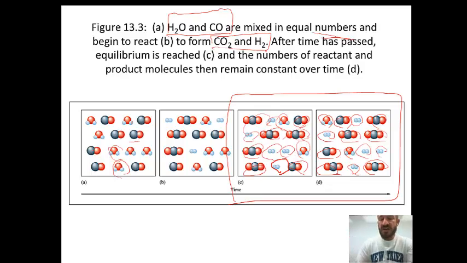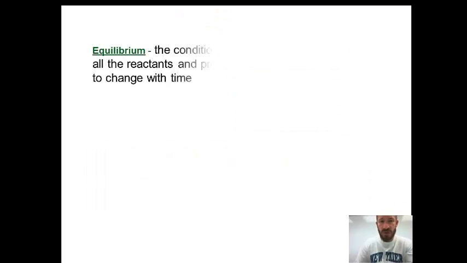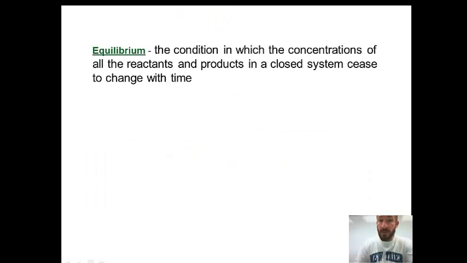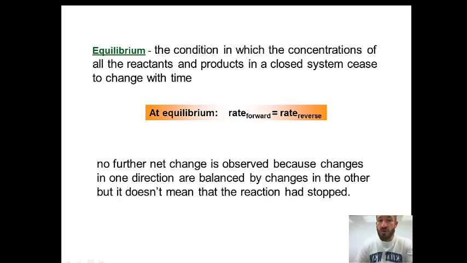So what that's telling us is the concentrations of each substance in that is remaining constant. Let's look at another situation here. Equilibrium is a condition in which the concentrations of all reactants and products in a closed system cease to change with time. So at equilibrium, the rate of the forward is equal to the rate of the reverse. So no further net change is observed.